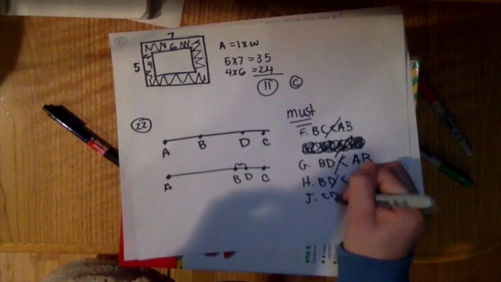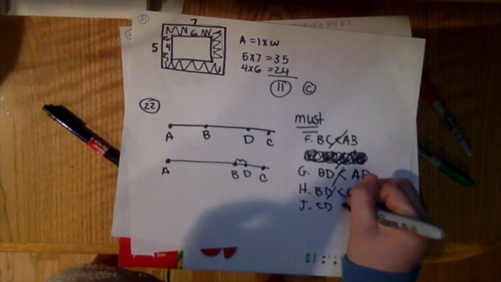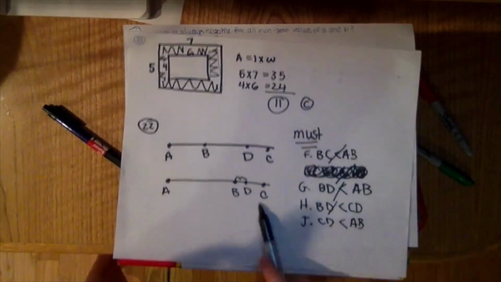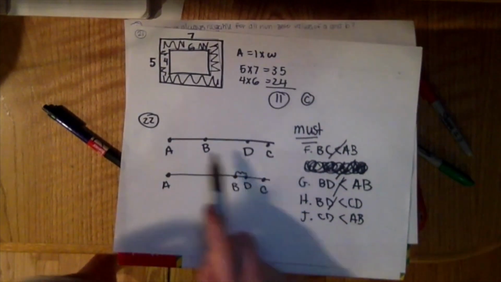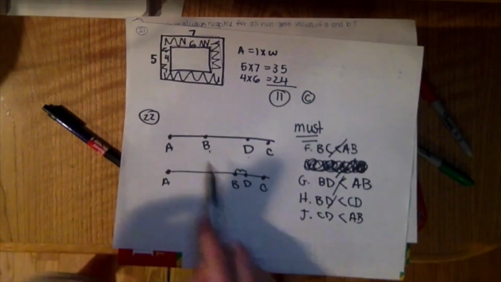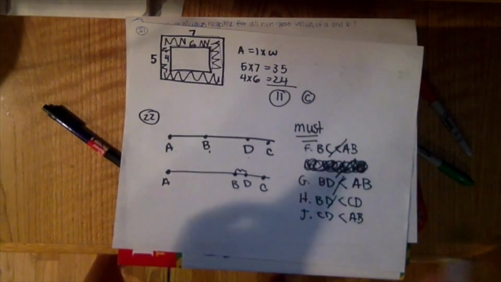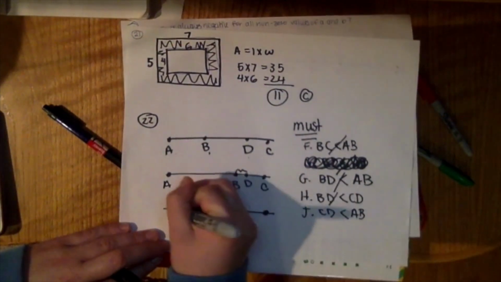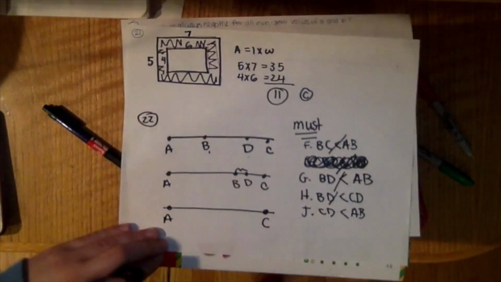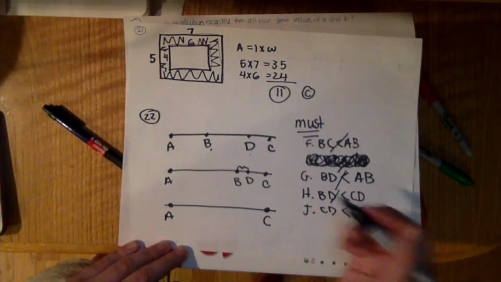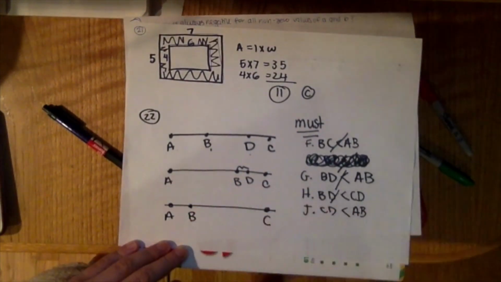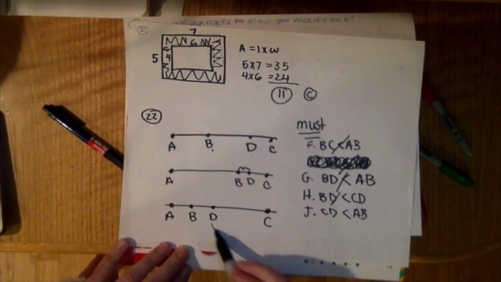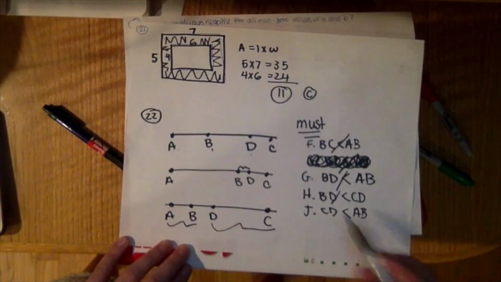J, CD is less than AB. So let's look at this. This one's a little bit more tricky. But if we exaggerate our lines, I'm going to draw a third one here. A and C are always the endpoints. B is always somewhere in the middle. Let's put it here this time. And then D has to be in between these two. So D could go here. In this example, CD is clearly bigger than AB. So this is not always true.